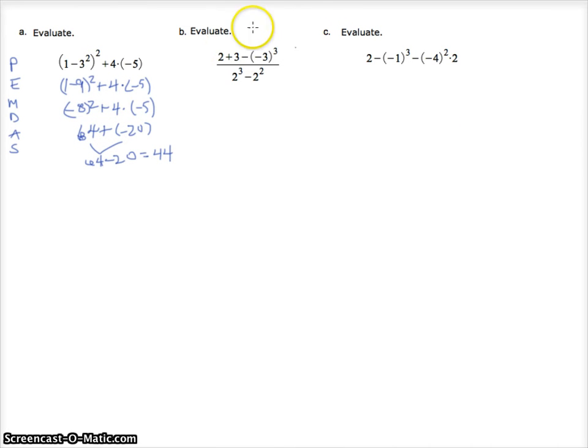Over here, let's make sure we do our division last. Okay, do the division last. I'll even make that note for you. Division last. Work the top and the bottom separately. Alright, B and C, good luck.